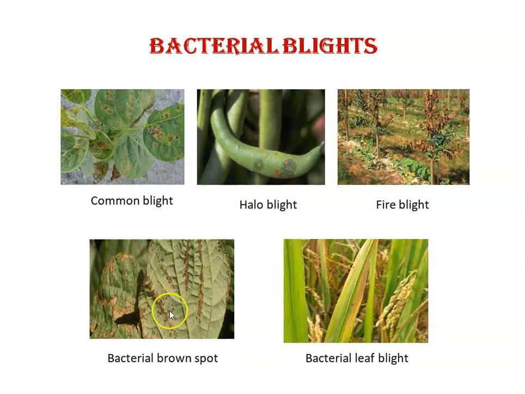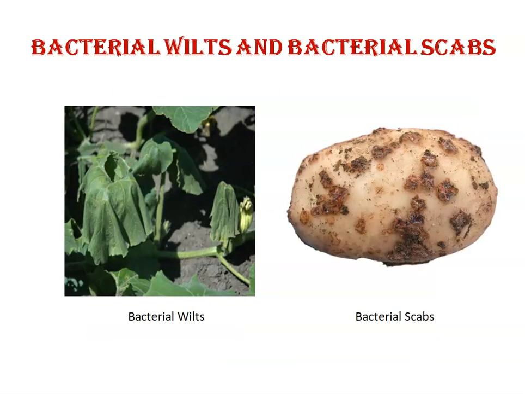Then bacterial brown spot, another bacterial blight of beans caused by Pseudomonas syringae. Then bacterial leaf blight of rice, caused by Xanthomonas oryzae, and is a significant disease affecting rice crops worldwide. Next is bacterial wilts and bacterial scabs.